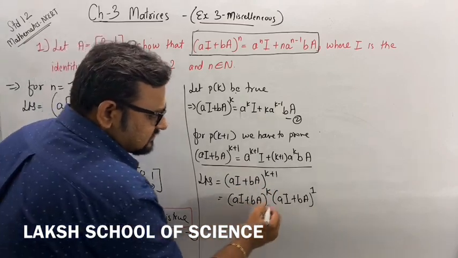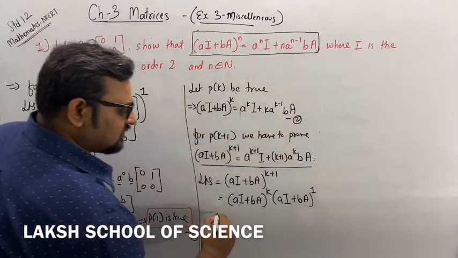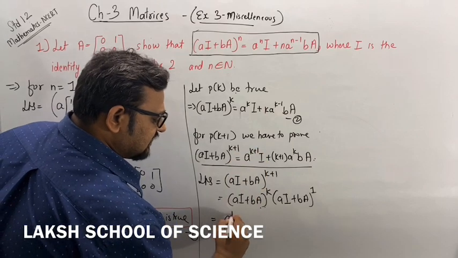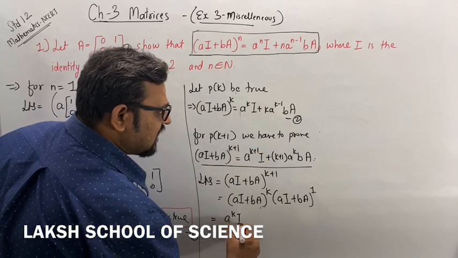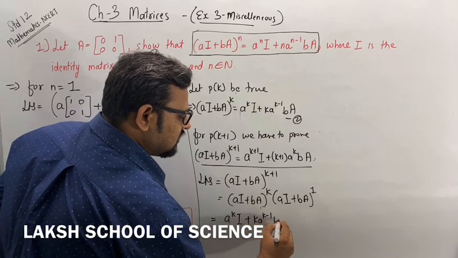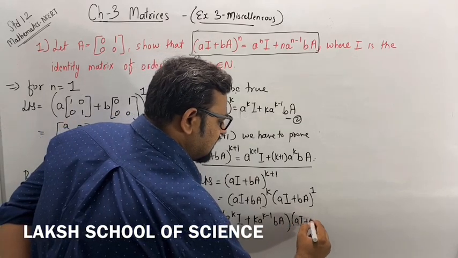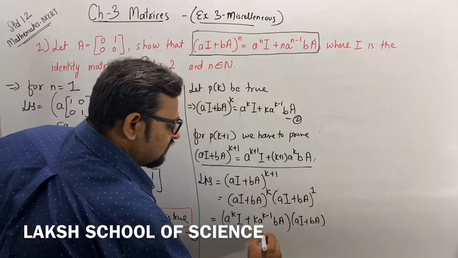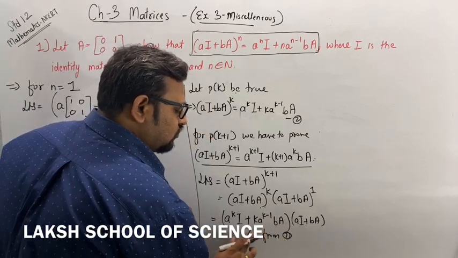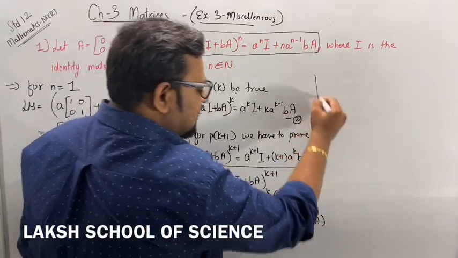Now what is this? From 2, what will we get? Instead of this, I can replace it with A raised to k I plus k A raised to k minus 1 BA, into (AI + BA). From where? From 2. Clear?